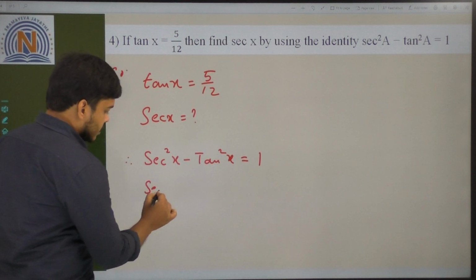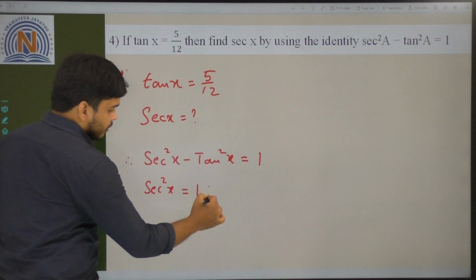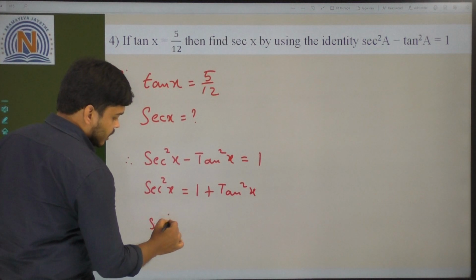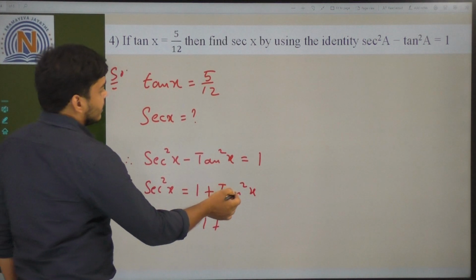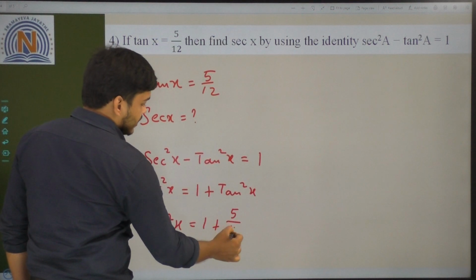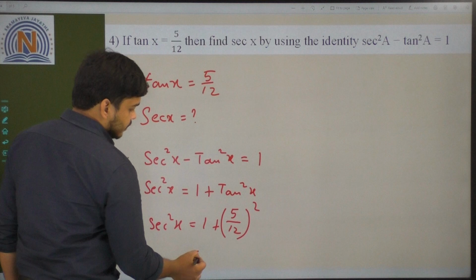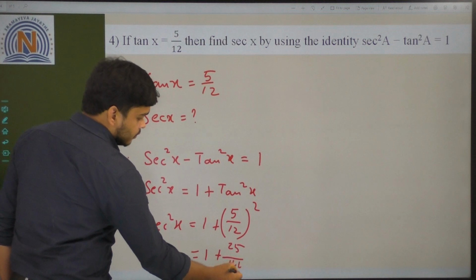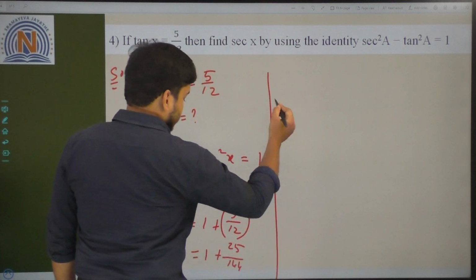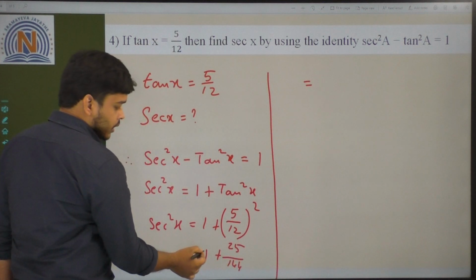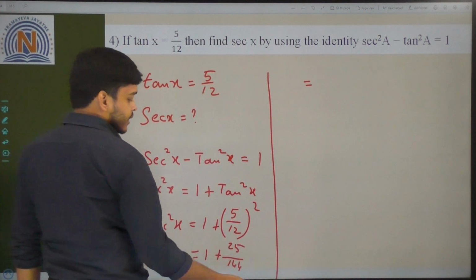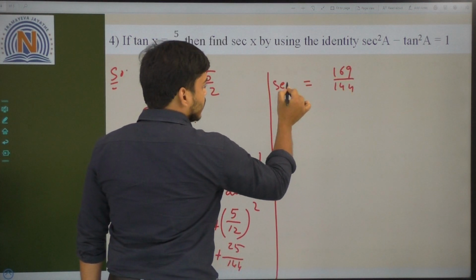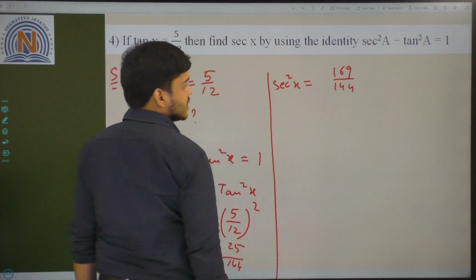Substitute these values. So secant square x is equal to 1 plus tan square x. Tan square x we call it as 5 by 12 whole square, which is equal to 1 plus 5 square value is 25 and 12 square value is 144. So 144 plus 25 is 169 by 144. So secant square x is equal to 169 by 144.